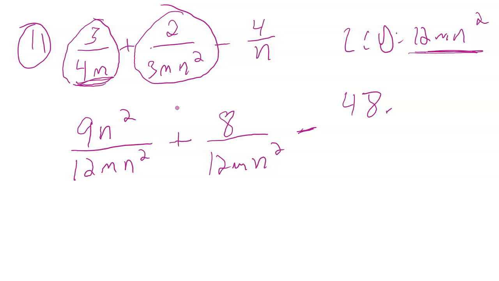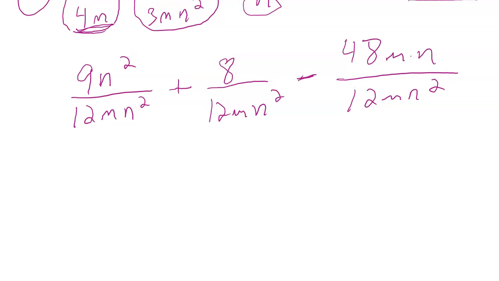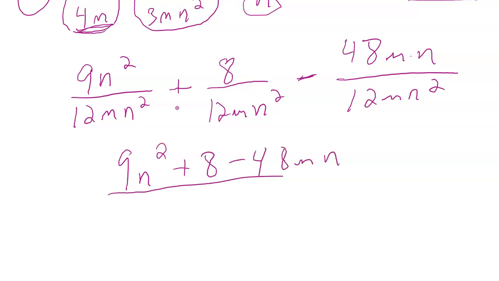So it's like 48mn over 12mn squared. Just one more time: this was missing a 12, an m, and an n, so I multiply 4 times 12, which is 48, and an m and an n. This doesn't seem very interesting because it doesn't feel like anything reduces, but I can write this as a single fraction, which I think they want us to do: 9n squared plus 8 minus 48mn, all over the least common denominator. Done. On to the next.